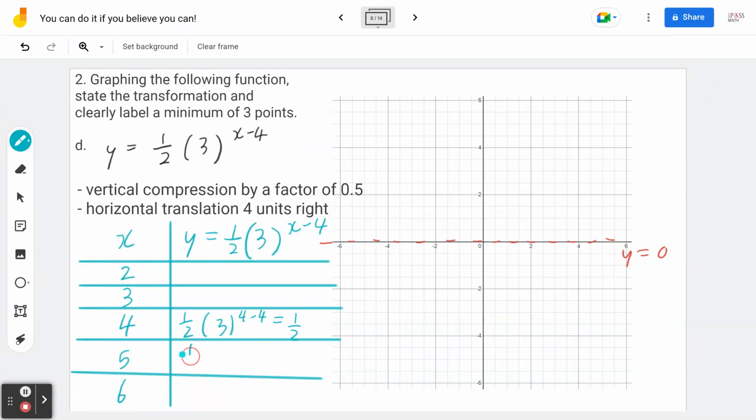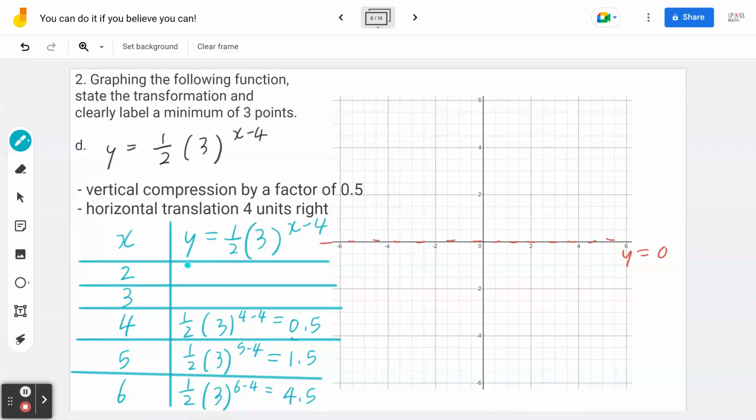If I plug in 5, that's going to be 5 minus 4 in the exponent. So it's going to be half times 3, which is 1.5. Again, if you want to express everything in decimals, you could. So maybe instead of writing half, I'll write down 0.5 so you can see it in decimal form. If I plug in 6, this is going to be 3 to the power of 6 minus 4. This is going to be 3 squared, which is 9. 9 divided by 2 is 4.5. This will still fit into the graph.